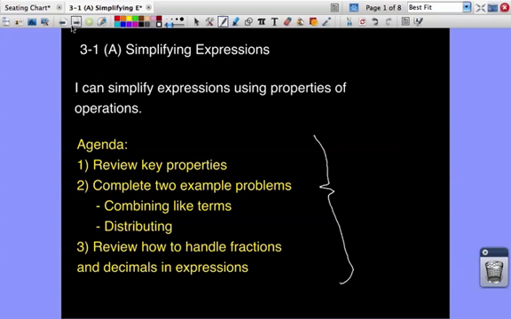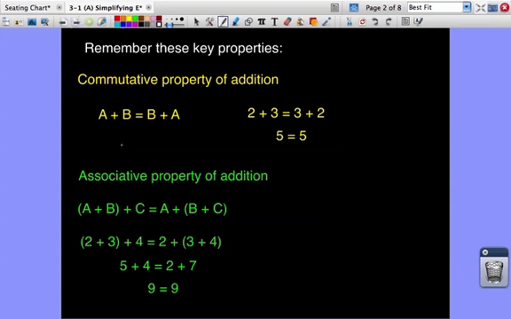Okay, so the first thing I want to do is talk about the properties. And the first property let's talk about is the commutative property of addition. Okay, so the commutative property, basically what it's saying is, if you look over here at a plus b equals b plus a, that when you're adding, you can add in any order you want. Okay, so you can switch it around, switch the order of which way you add.